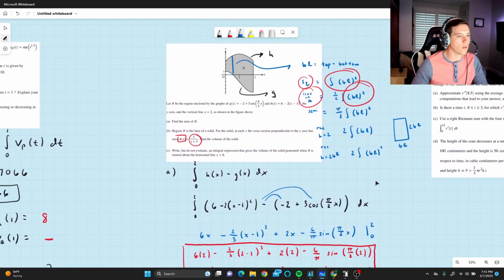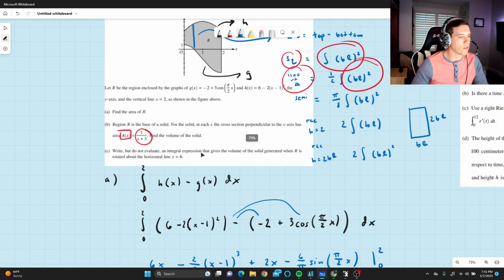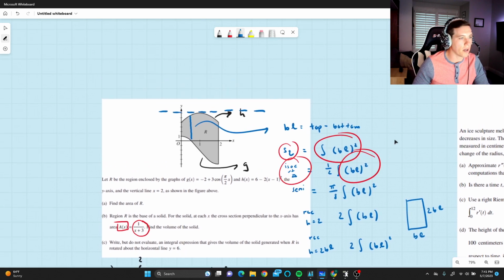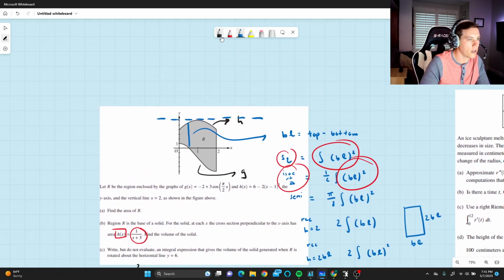All right, and then the last one, which we definitely need to talk about: let's find an integral that gives the volume of the solid generated when R is rotated about y equals 6. Y equals 6 is up here. So this is where you need to take your time and go back through all of your stuff, all of the things I tried to teach you. I'm going to do the work up here so we can look at the picture.